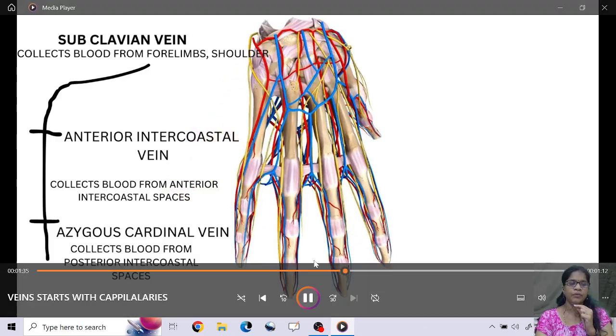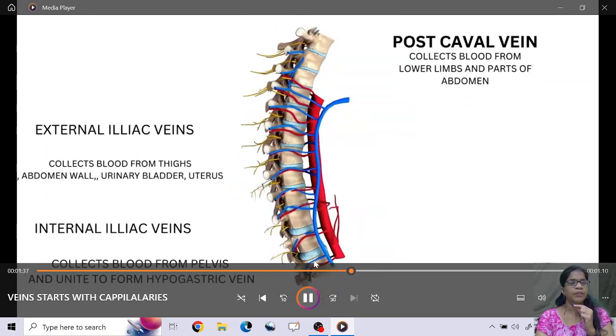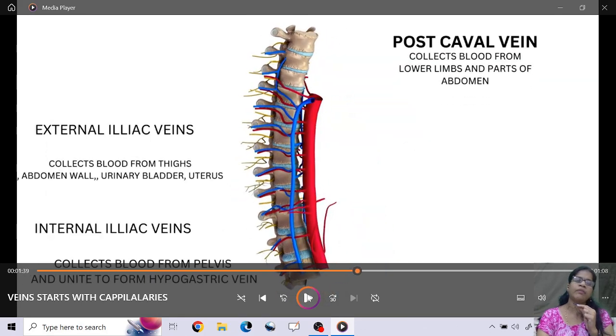Okay, next let's go for the important part called the postcaval vein. I told you the postcaval vein runs through your abdominal part towards the limbs, so that it connects the blood from the lower parts of your body, right? These postcaval veins collect from the lower limbs and the parts of your abdomen. I told you lower limbs include the knees, the toes, thighs, abdomen muscles and all.